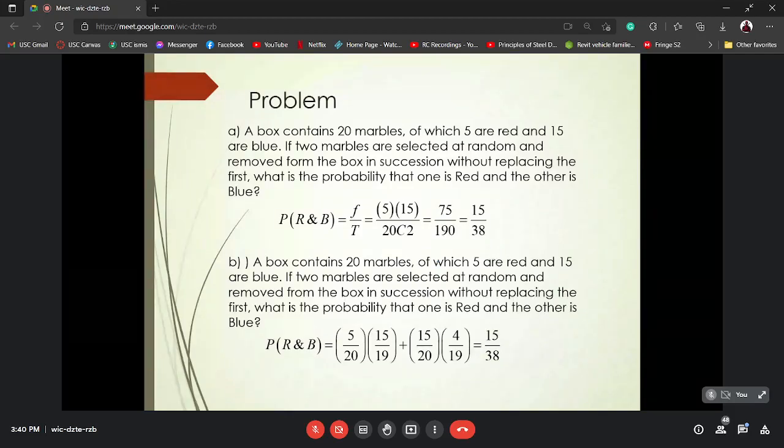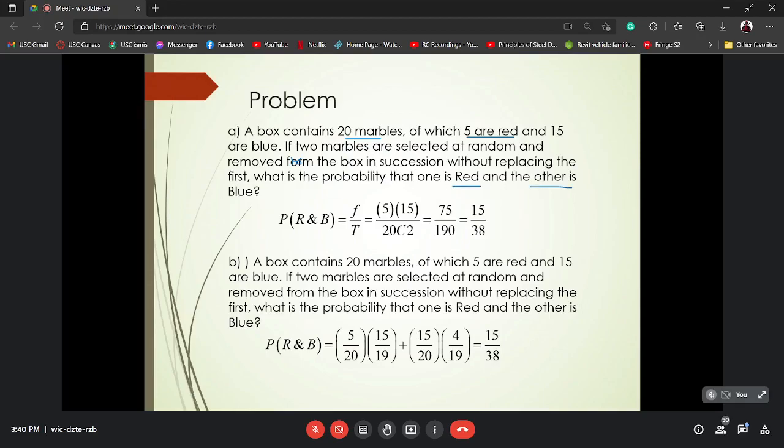There's another problem on probability. A box contains 20 marbles. Let me check what's the difference of this to the first problem. Here, 5 are red and 15 are blue. If two marbles are selected at random, removed from the box in succession without replacing the first, what is the probability that one is red and the other is blue?